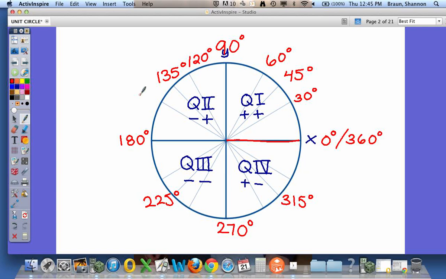So then this next one right here would be 120, 150, 180, 210, 240. So we're just working around in increments of 30: 270, 300, and 330.